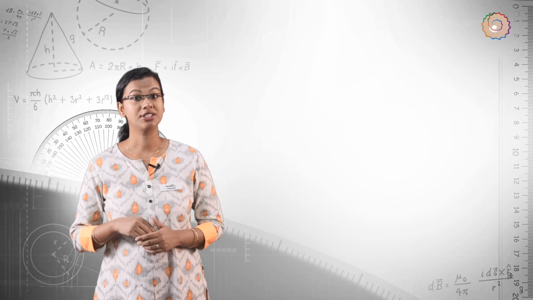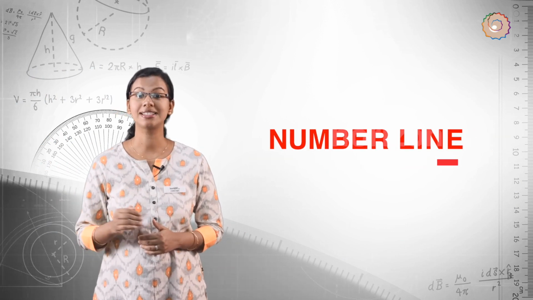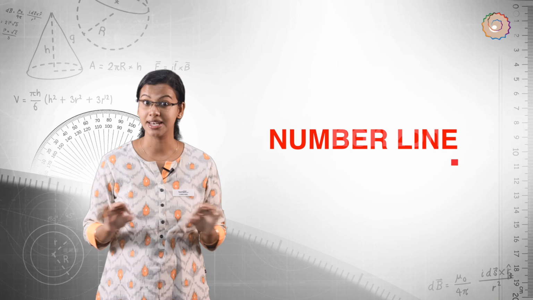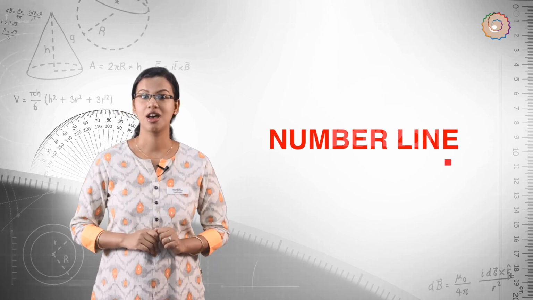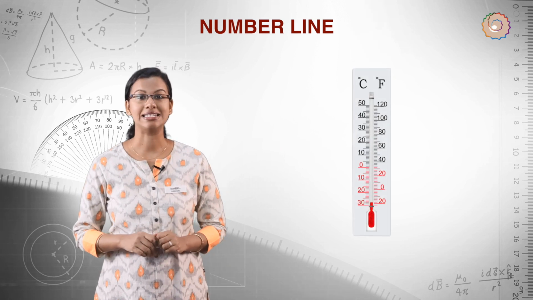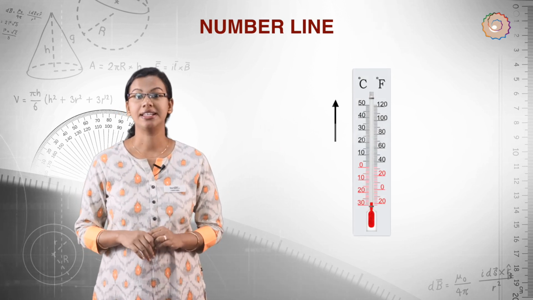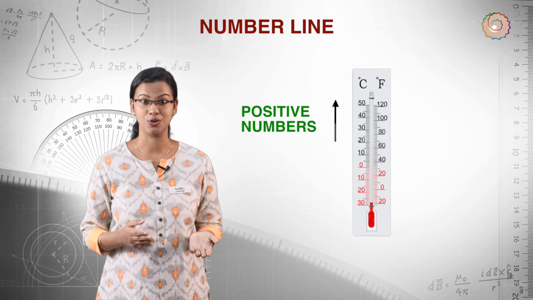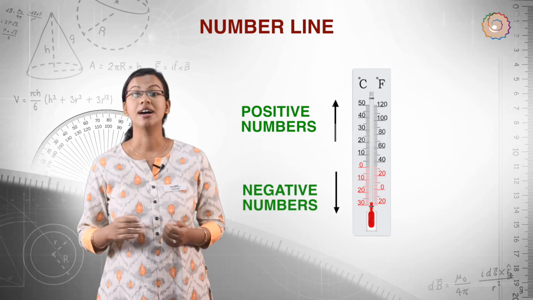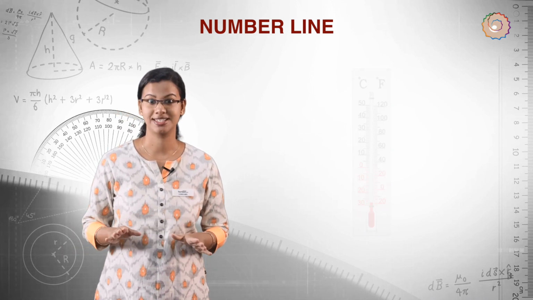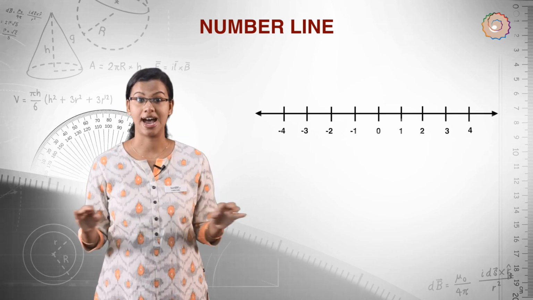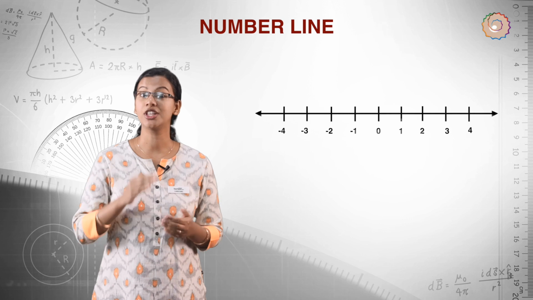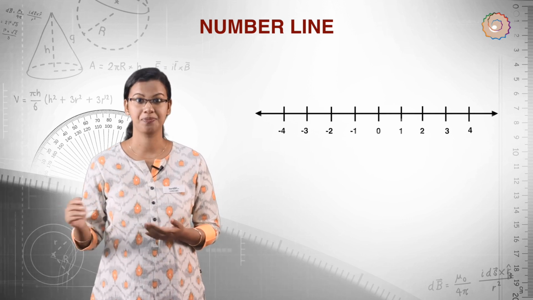Before talking about the next type of numbers, let's discuss what a number line is. A number line is used to represent numbers on a line. Consider a thermometer. It has positive numbers, 0, and negative numbers. A number line is similar to this. Considering only integers, we can draw a line showing integers with unit distance between them.